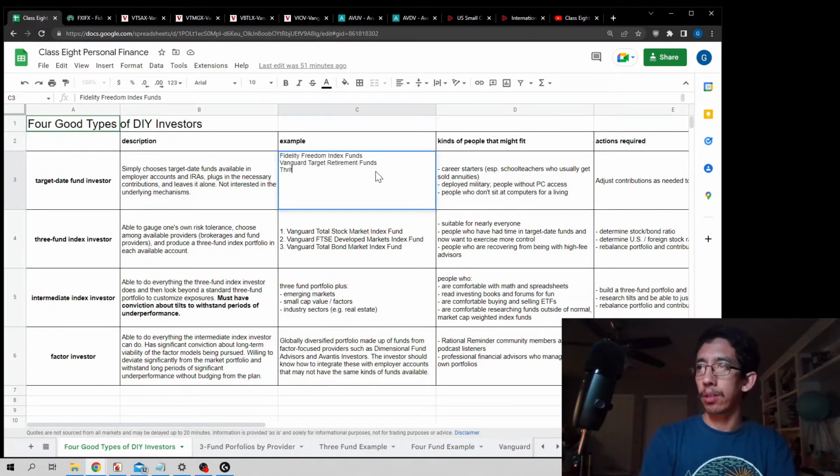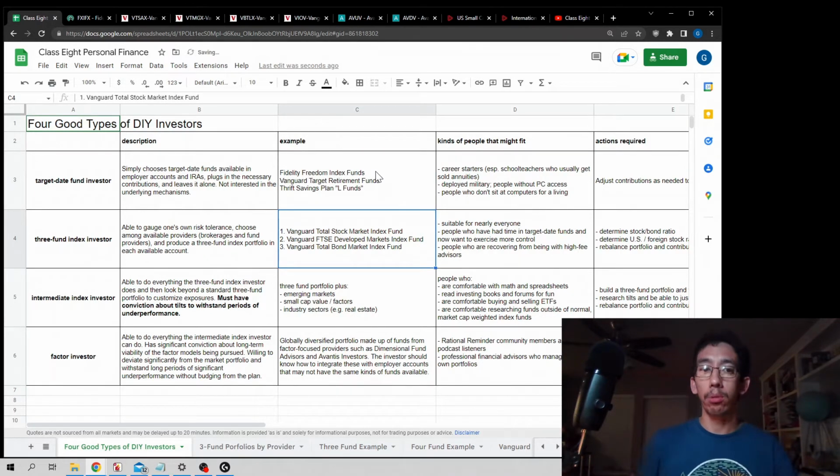There we go. Thrift Savings Plan L funds. Because within the Thrift Savings Plan, which is the 401k for federal employees, including military, you have the L funds, which are basically those target date funds. For example, there's L 2050 for my age, that kind of thing. And I really, really, really like them.